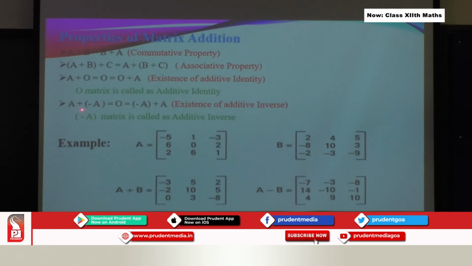We proceed further. Now here see, when you add A with the negative of the same matrix, what you get? The answer is a zero matrix or a null matrix. Similarly, if you interchange their places also, you will get the zero matrix as your output, and this is called the existence of additive inverse. And over here minus A or negative of A is called the additive inverse.